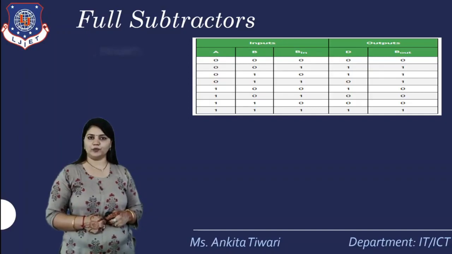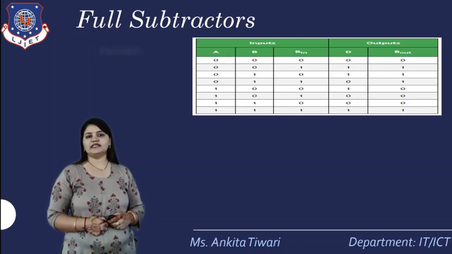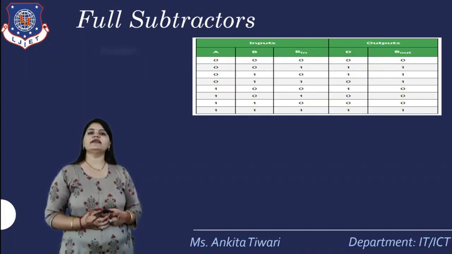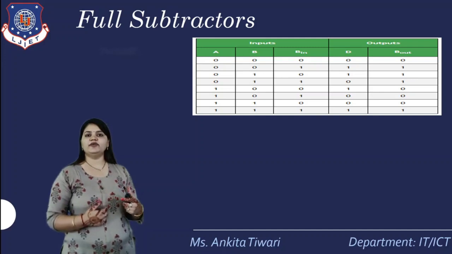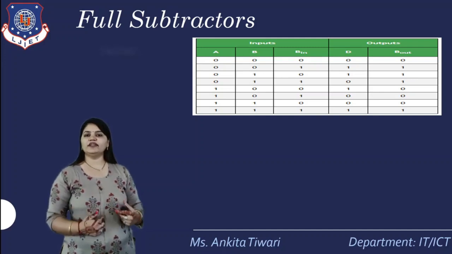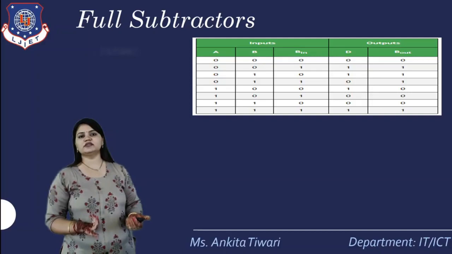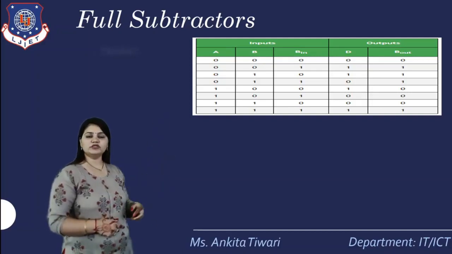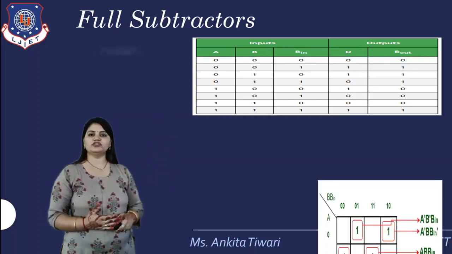Suppose 1 minus 0. 1 minus 0, answer is 1. Now 1 minus another 0, answer is 1. So we'll get difference as 1 and borrow as 0. Now if I am talking about 1 minus 1, that is A, B, B in as 1, 1, 0, we'll get 1 minus 1, answer is 0. 0 minus 0, answer is 0. So borrow is also 0 and difference also 0. So this is how the table works, and this is how the values go into the subtractor.